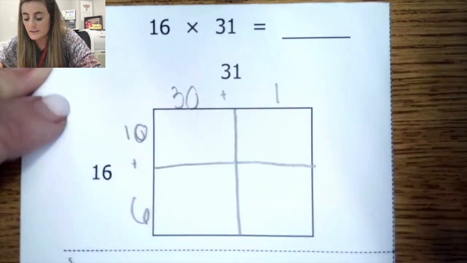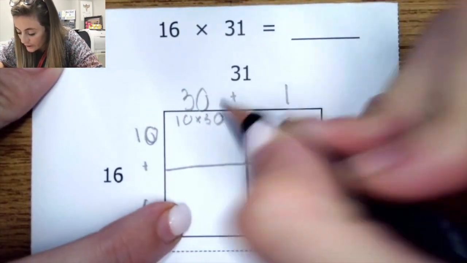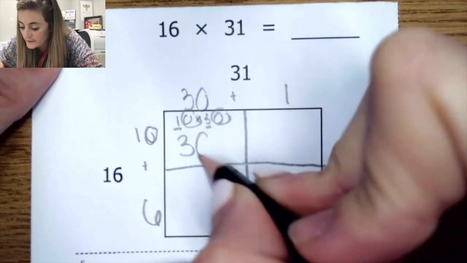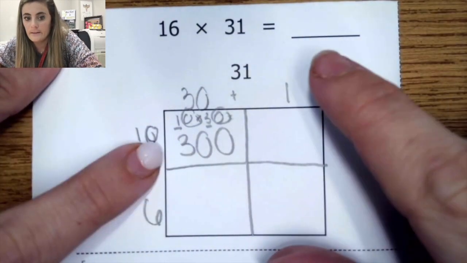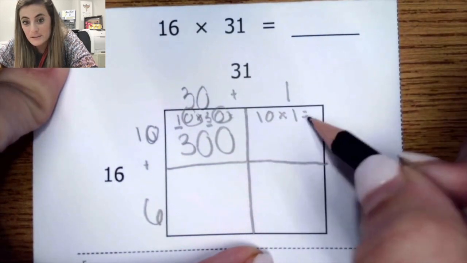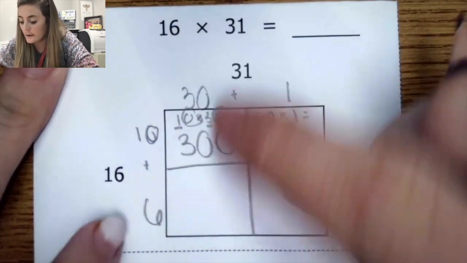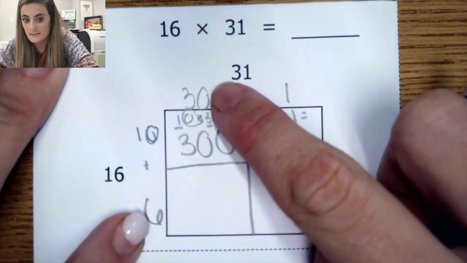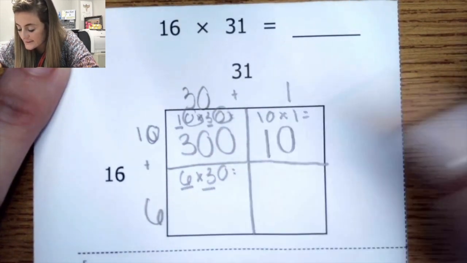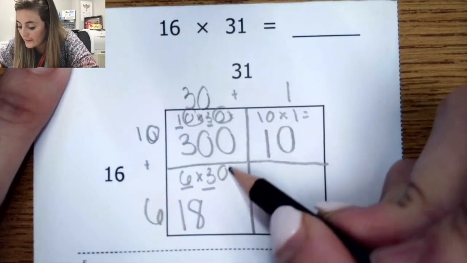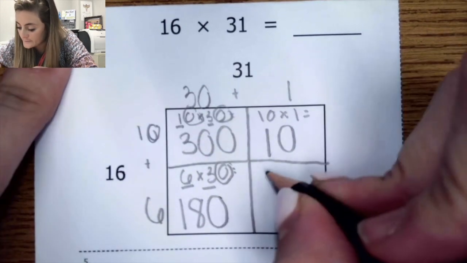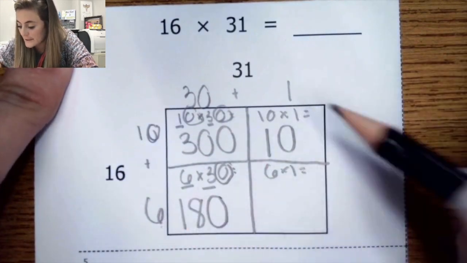So 10 and 30 match in this box. So I say 10 times 30. Well, 1 times 3 is equal to 3, and then I have 2 leftover zeros that I'm going to add to my answer. Then, right here is 10 times 1, and we know that any number times 1 is itself, so that'd be 10. Now we're going to move down to the 6 right here, and we have 6 times 30 right there. And we know the basic fact is 6 times 3, which is 18, and then we have 1 leftover zero that we're going to add to our answer.